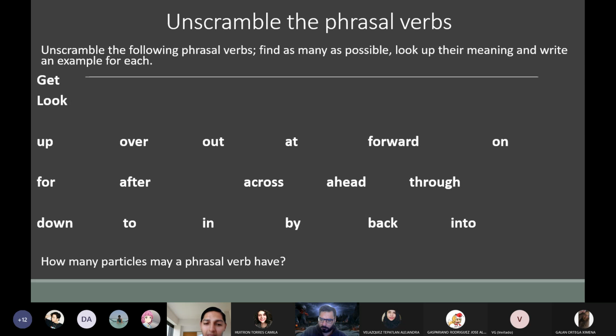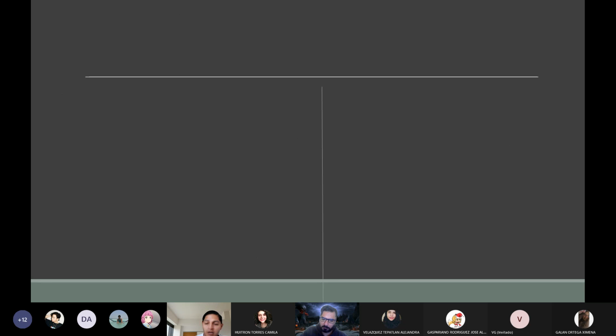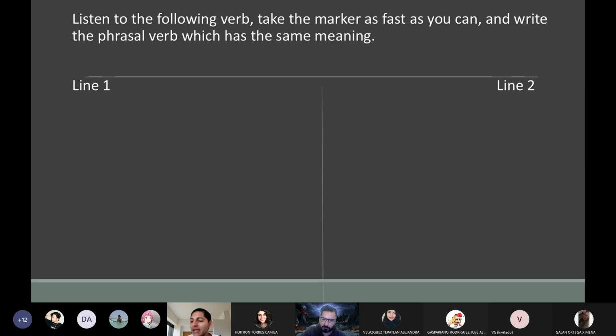How many particles may a phrasal verb have? Well, it depends, 2 or even 3. Well, the next was an activity for you guys to practice with phrasal verbs. It was going to be really fun, but I'm sorry, I didn't find any way to do it.